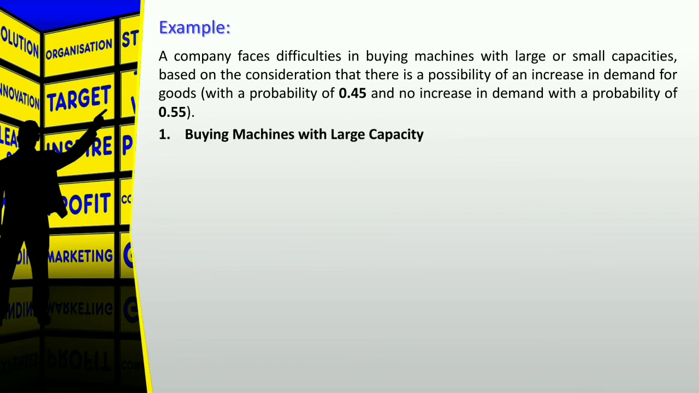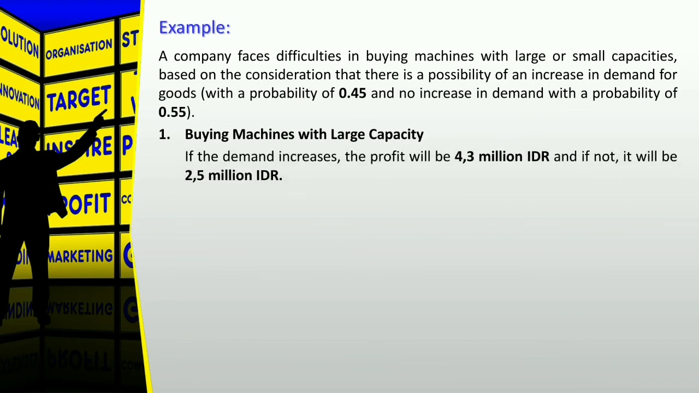For the first choice, buying a machine with large capacity. If the demand increases, the profit will be 4,300,000 Indonesian rupiah, and if not, it will be 2,500,000 Indonesian rupiah. For the second option, buying a machine with small capacity.